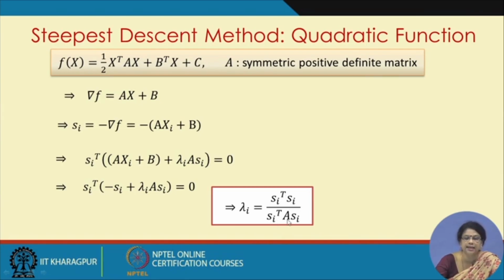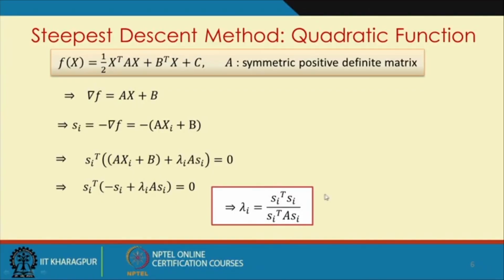A is the positive definite, symmetric matrix I was referring to for that quadratic function. That is why we need not formulate the optimization problem I showed you in the last class to find the optimal step length. We will simply calculate this formula and we will get the solution.